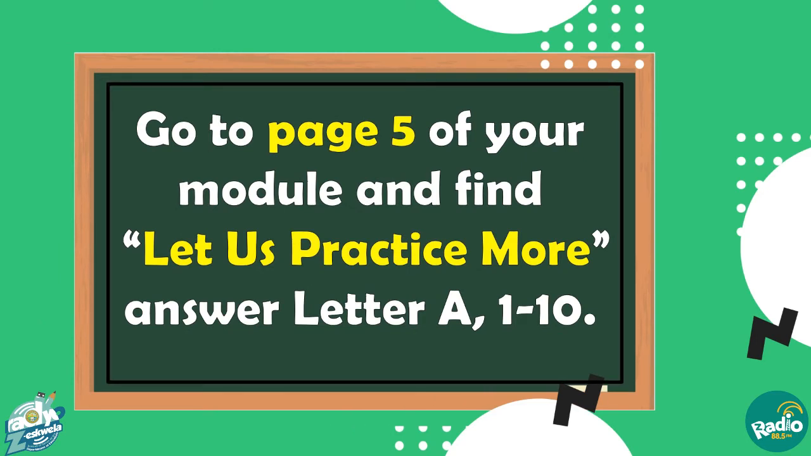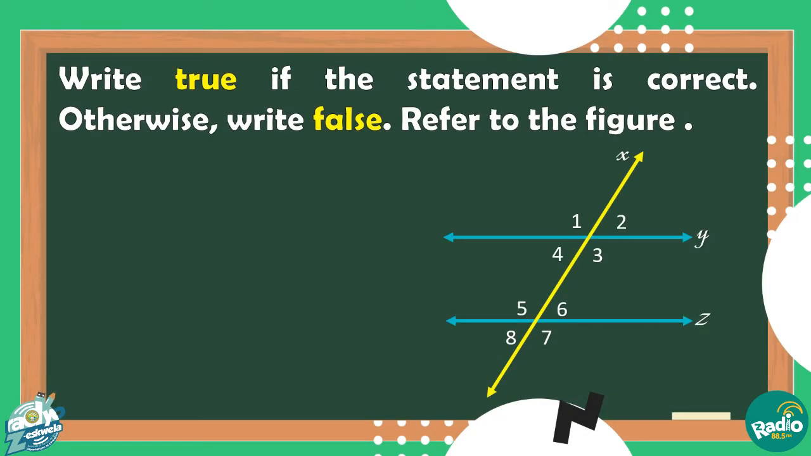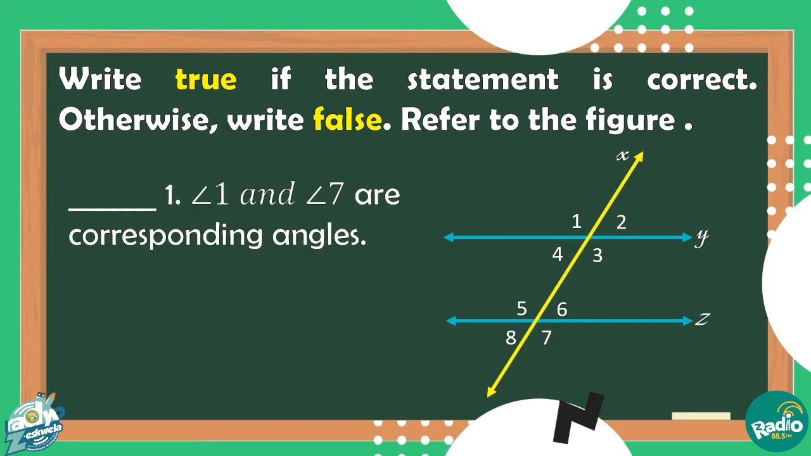How about the activity on page 5? Let us practice more. Let's answer letter A, items 1 to 10. Write true if the statement is correct. Otherwise, write false. Please refer to the figure on your module. Number 1. Angle 1 and angle 7 are corresponding angles.